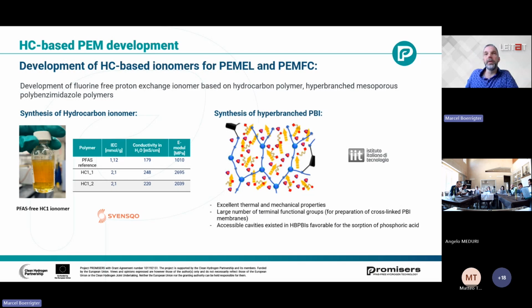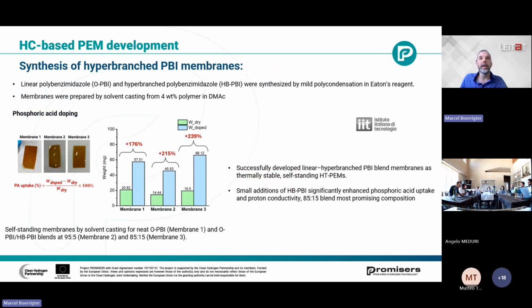So the first part is the hydrocarbon-based ionomers. Here we have two types of synthesis. We have the hydrocarbon-based synthesis done by HYScale, which you can see on the left. Here we have the PFAS reference, and then the first hydrocarbon-based ionomer, where you can see the IEC, the conductivity, and the E modulus. IIT is making hyperbranched PBI, which has excellent thermal and mechanical properties and a large number of functional groups. So it's quite an interesting polymer for high temperature.